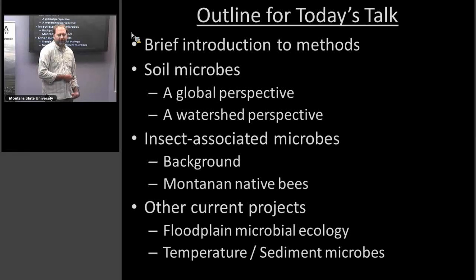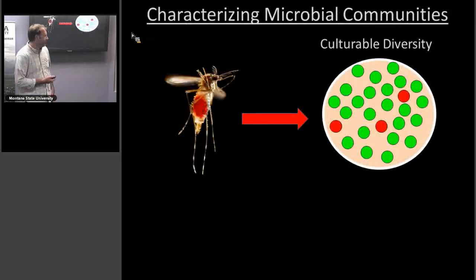So when we characterize microbes, historically, until, say, 30 years ago, if you were interested in what's living in this mosquito, you'd crush them up, spread them on an agar plate, and see what grows. And look at this, we got a green and a red species. So there's two species and it's dominated by green bacteria. And if you're colorblind, maybe you have one.